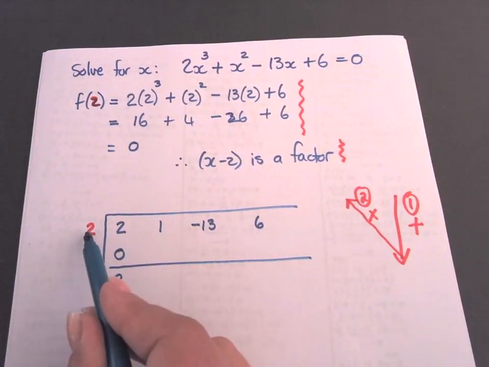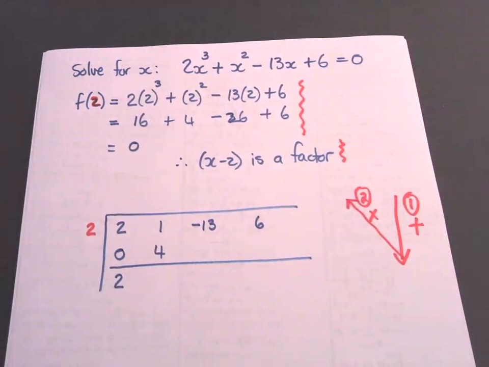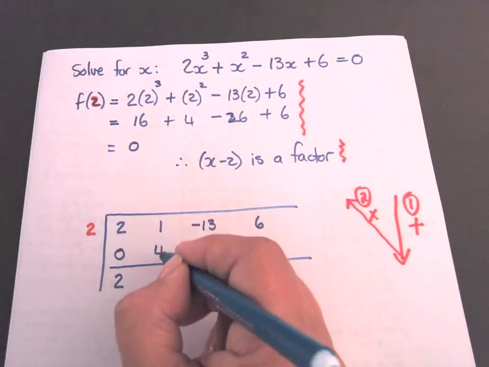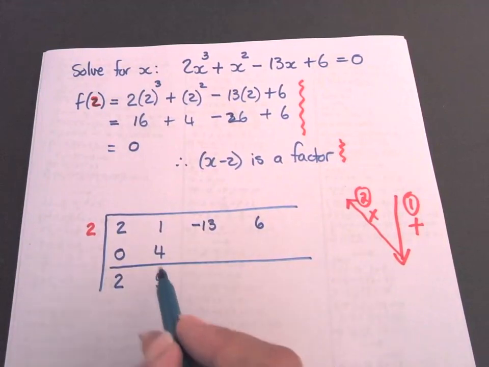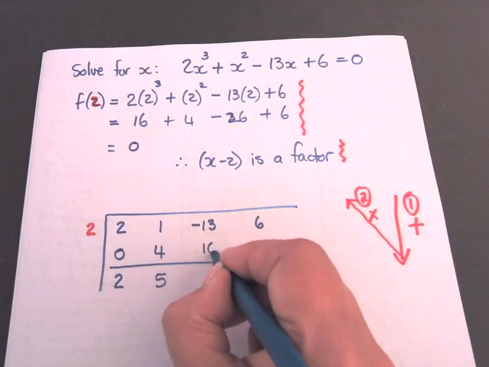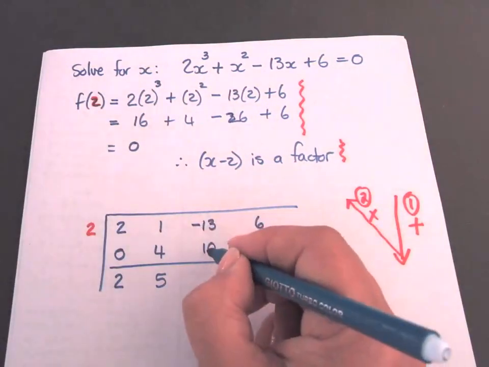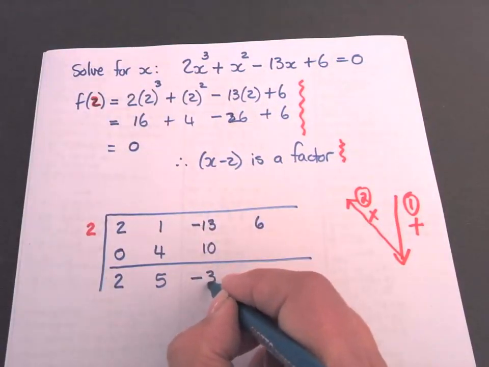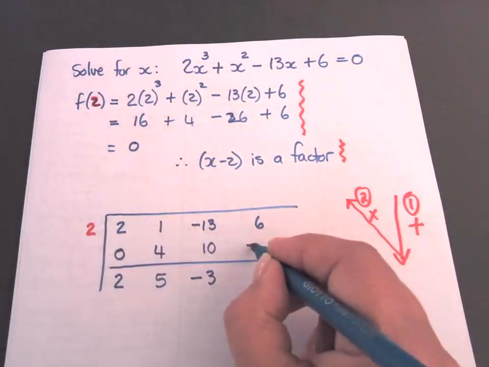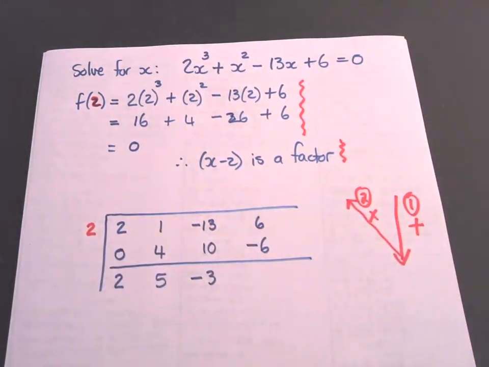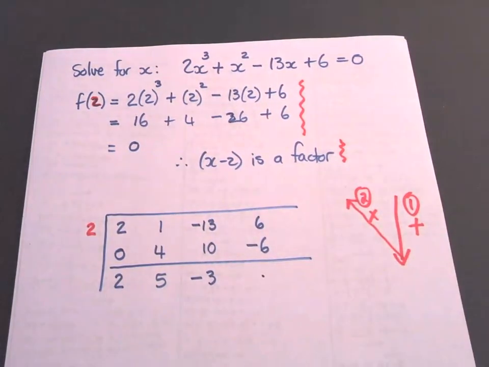Now I multiply. 2 times 2 is 4. Go down. 1 plus 4 is 5. Go sideways. 5 times 2 is 10. Go down. Negative 13 plus 10 is negative 3. Go sideways. Negative 3 times 2 is negative 6. Go down. 6 minus 6 is 0. Nothing.